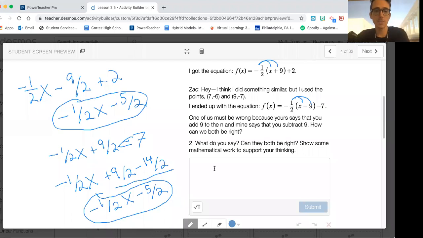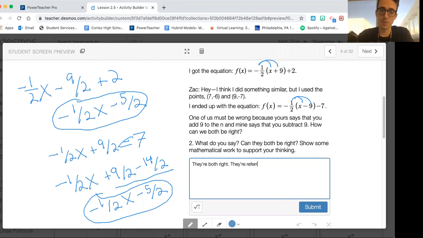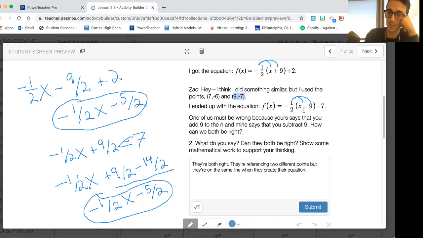Mathematical work to support your thinking. It's right there. What do you say? They're both right. I would say that they're referencing two different points, but they're on the same line. Hopefully that makes sense, how, again, the x and y terms that they're referencing, what they're doing right here. They're saying that this is 9 units away from x, and the y value is just thrown in at the end. I think that's a big deal.